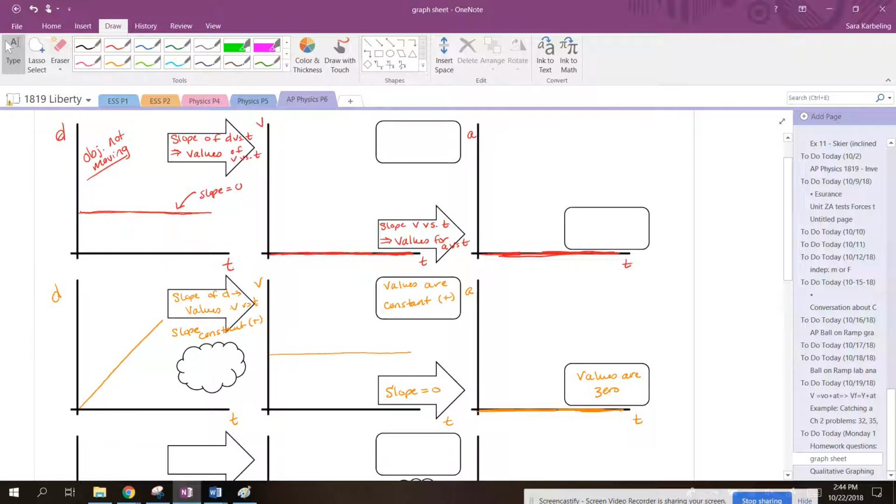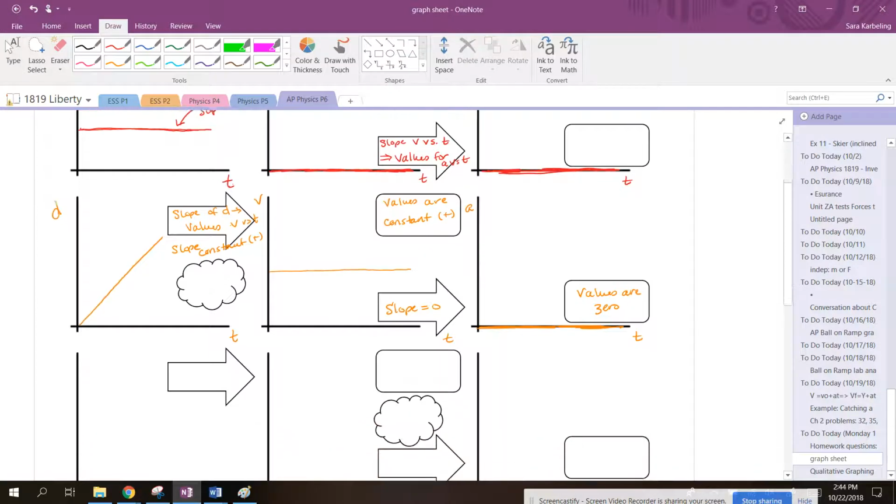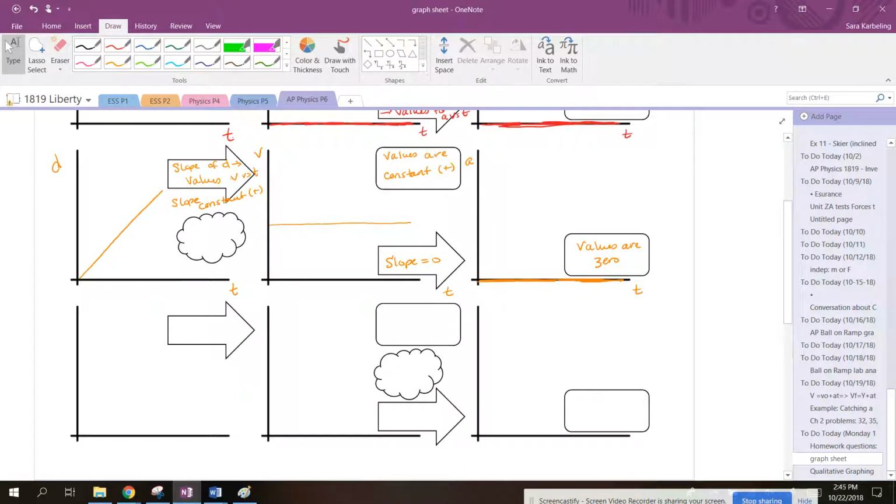So to go this way, we're always looking at slope. We're looking at slope and slope and slope. Let's make it even more exciting. More exciting. Here it comes. Pretty exciting, right?